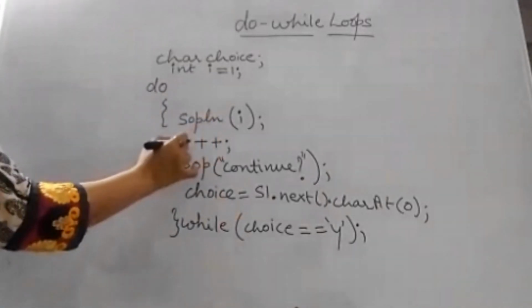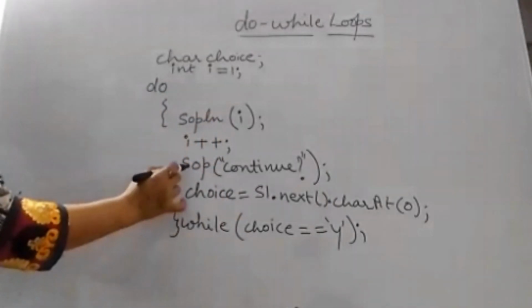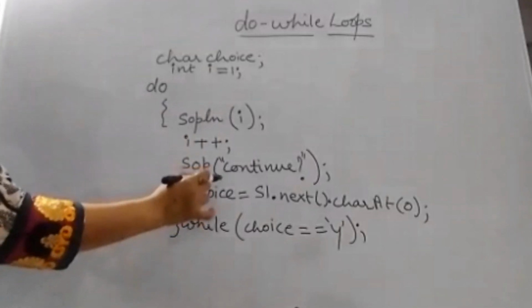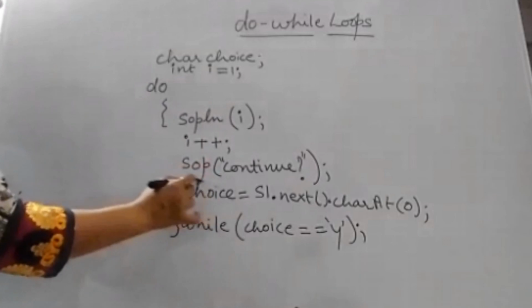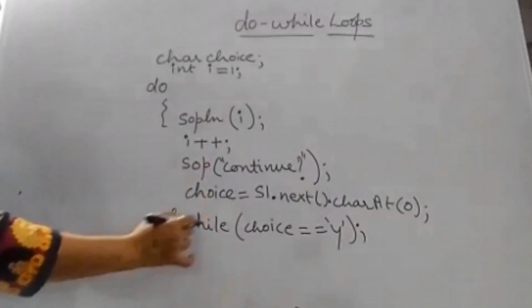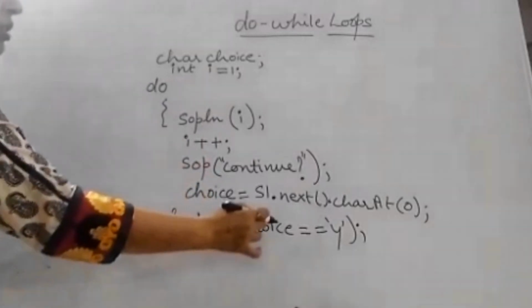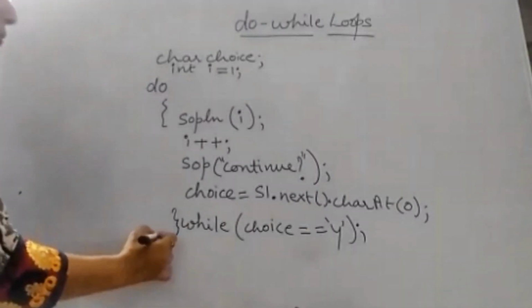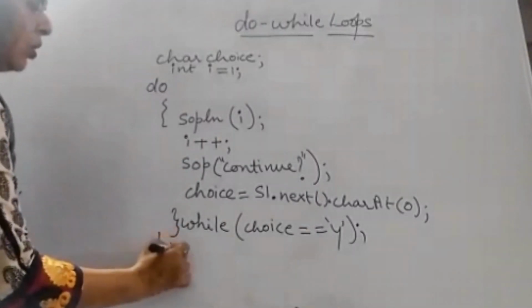Now here it will become 4, and when the user is asked for his choice, if the user says n, it comes out and checks here, is choice equal to y? No. So it will come out of the loop.